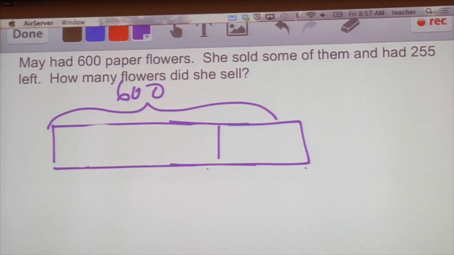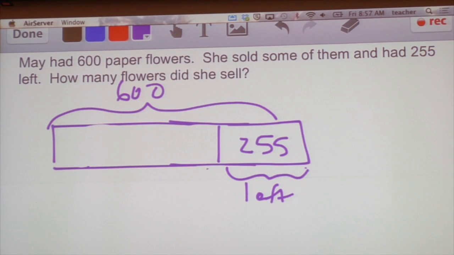So I show that she has 255 left. What am I looking for? How many she sold. So that's here.